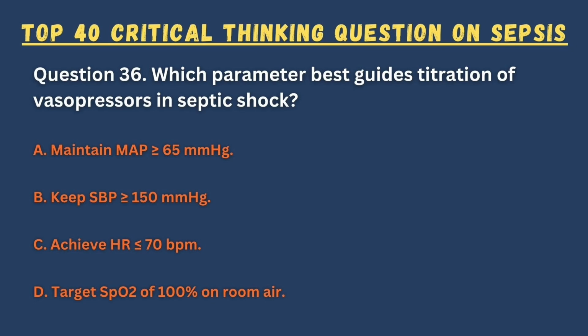Question 36. Which parameter best guides titration of vasopressors in septic shock? A. Maintain MAP greater than or equal to 65 millimeters of mercury. B. Keep SBP greater than or equal to 150 millimeters of mercury. C. Achieve heart rate less than or equal to 70 beats per minute. D. Target SpO2 of 100% on room air.